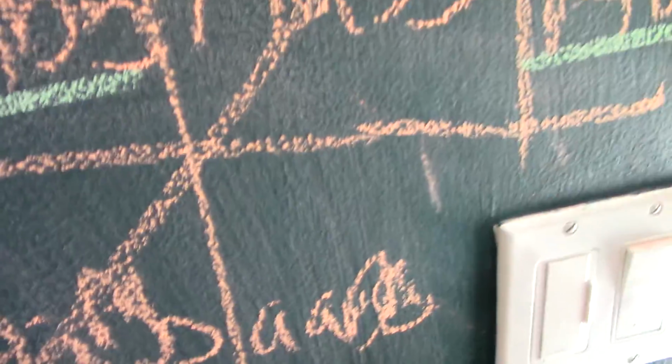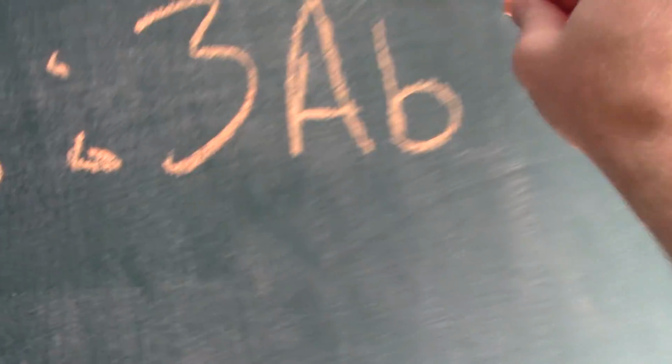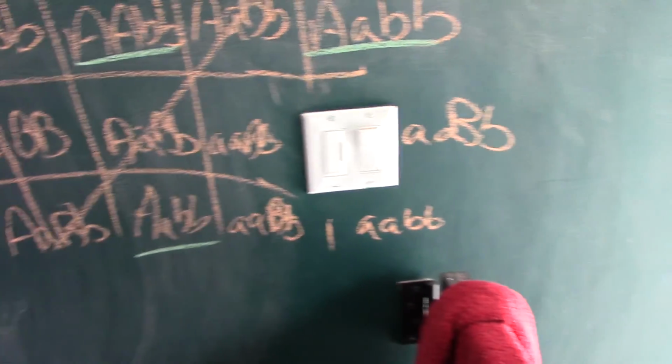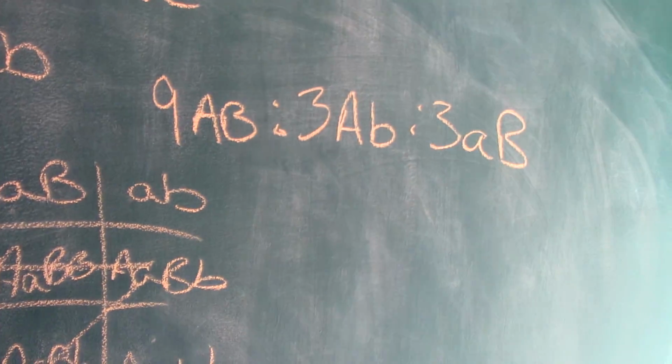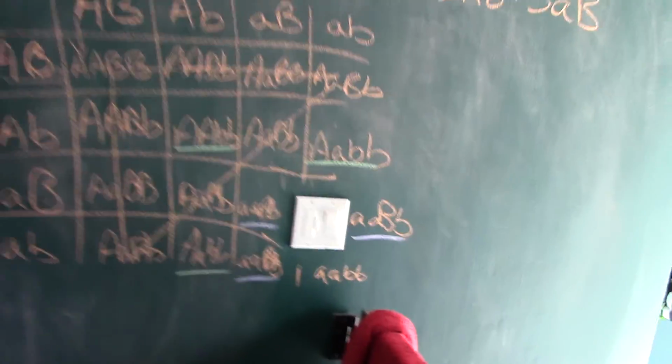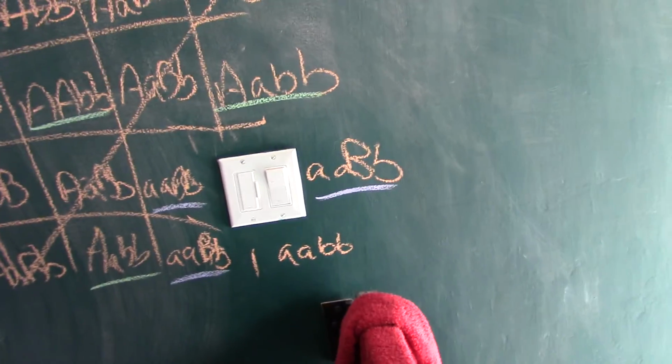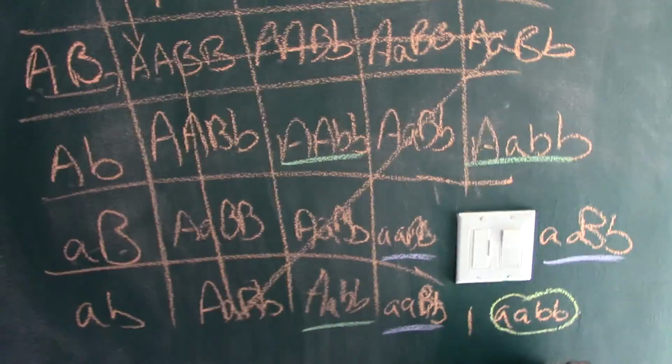So you'll see that here, here, and here. You will have 3 individuals that are recessive for the first trait and dominant for the second. And you will see that here. And then there will be one individual that will be homozygous recessive for both traits.